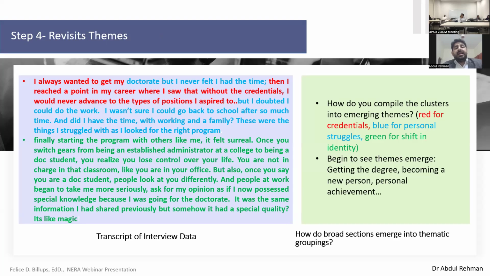Step 4, revisit themes. Like in the third part, we have identified different themes. Then we revisit the themes. What is the method to revisit the themes? When we identify the themes, we read again and again. Then we say, okay, blue for personal struggle, we begin to see that getting the degree, becoming a new person, personal achievement. So there are different themes like getting the degree, becoming a new person, personal achievement. So these are further themes, we revisit them.